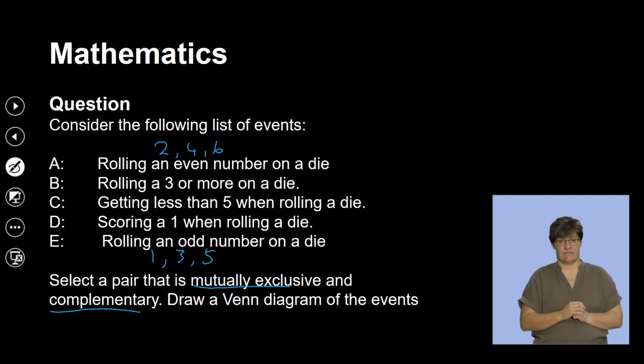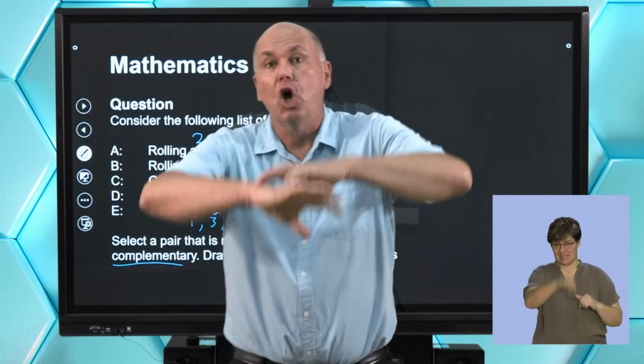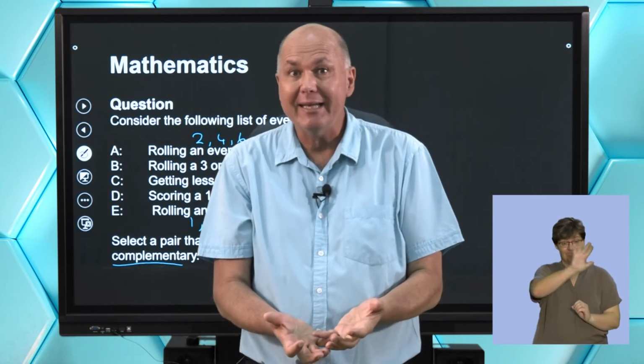Now, if we look at just those two, we recognize there's no common intersection between them. If you're an even number, you can't be an odd number. So then we are mutually exclusive. And in the total set, there are only 6 possibilities. So if you're not in the one set, let's call it A, then you would have to be in the second set. That was what we mean by mutually exclusive and complementary.